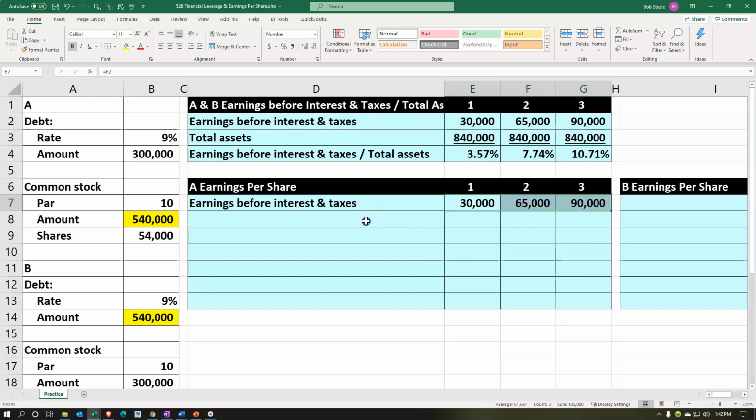Then we're going to be picking up the interest. So I'm going to say, all right, now we have the interest. And the interest now, for all three of these, is going to be the 300,000 times the 9%. So we're going to be picking up, all right, 300,000 times 9% is the interest.